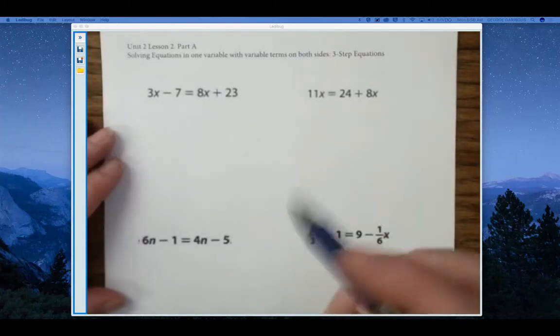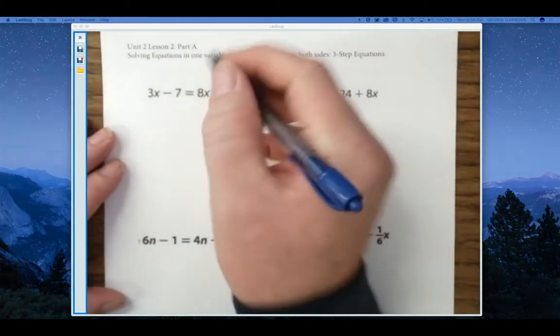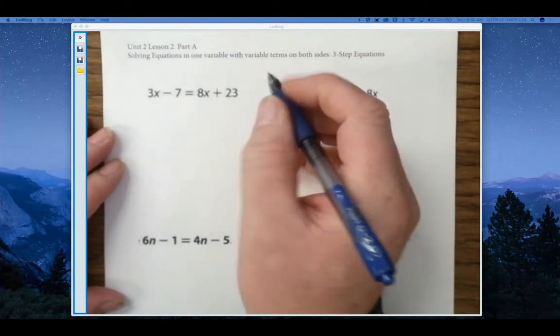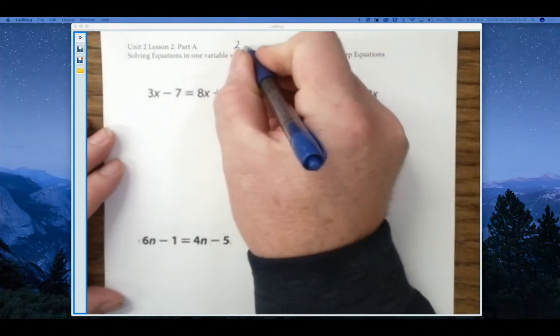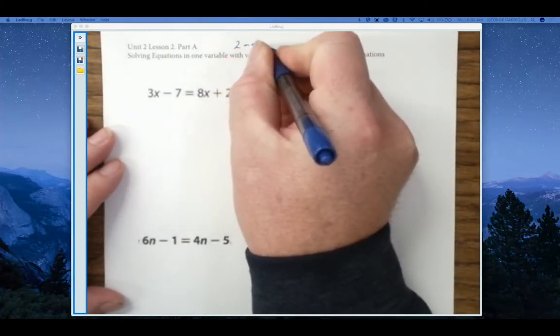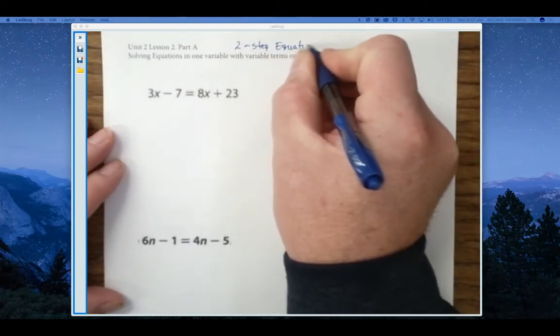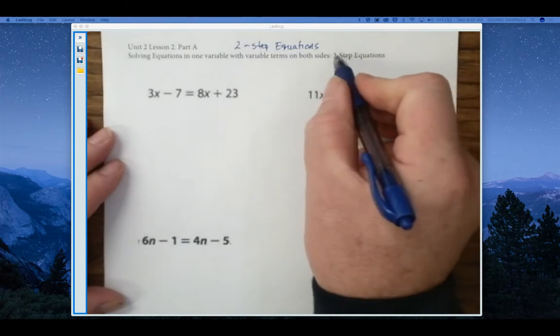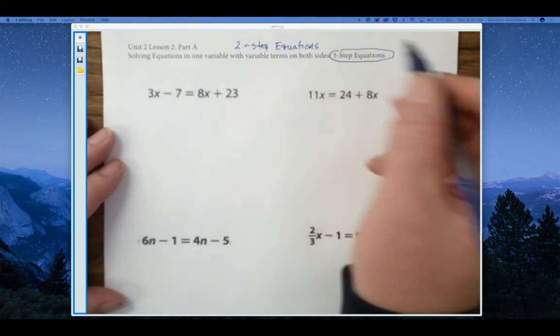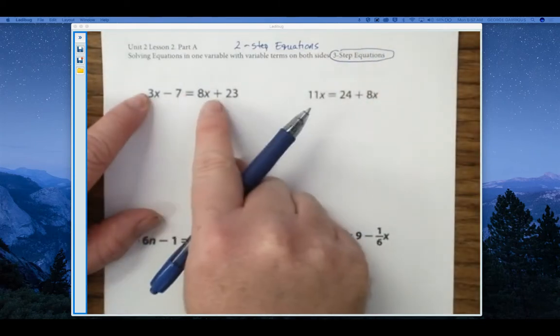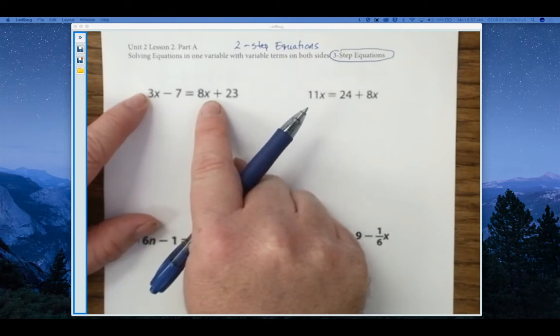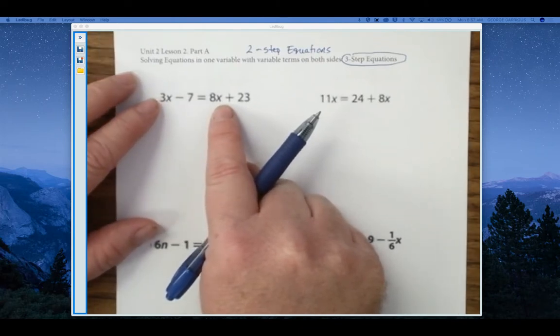Yes, welcome to Unit 2, Lesson 2, Part A. So we've already done two-step equations. Now we're going to make it a little bit more complicated, and we're going to do what we call three-step equations. That's when you're going to have variable terms on both the left and the right side of your equation. So you can see here we have a variable term.